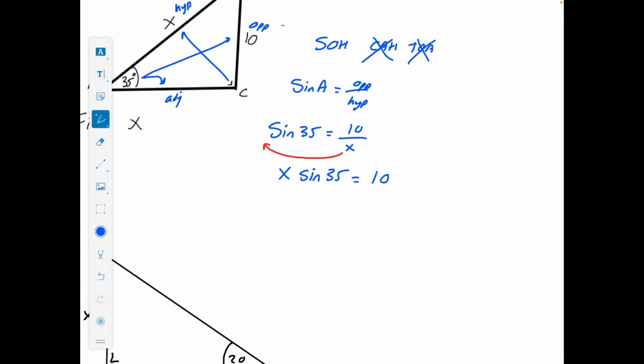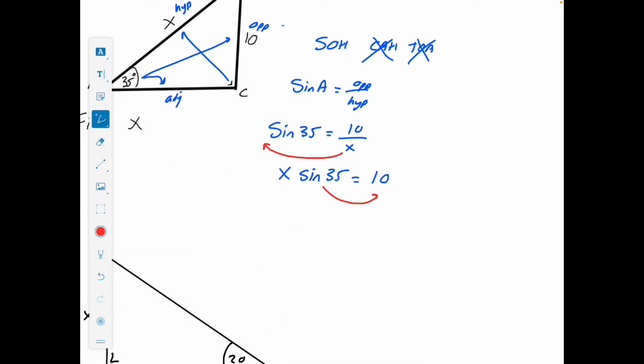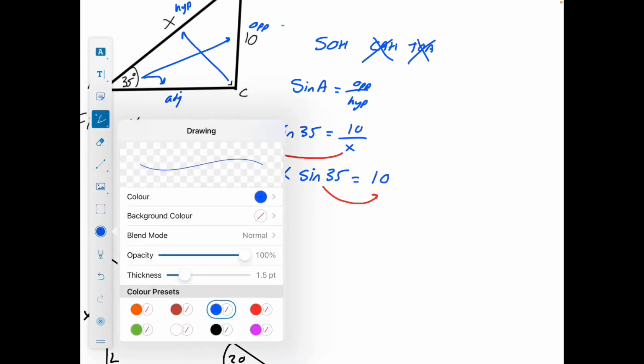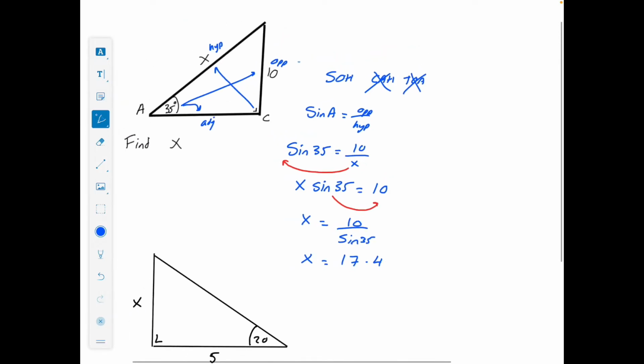Now, we're going to do the same thing here, we're just going to bring this underneath. So we're going to divide both sides by sine 35. So we'll be left with x is equal to 10 divided by sine 35. Plug that into your calculator. And we'll get out x is equal to 17.4. Okay, I didn't say here how many decimal places I want. In the question, they will tell you how many decimal places to round to. For this, we'll just go to 1 decimal place.